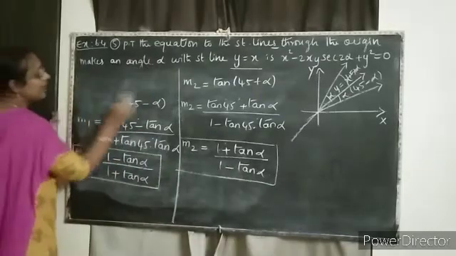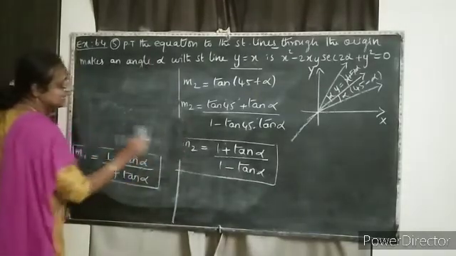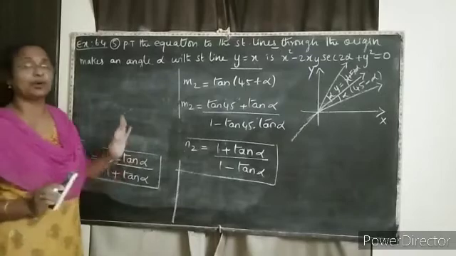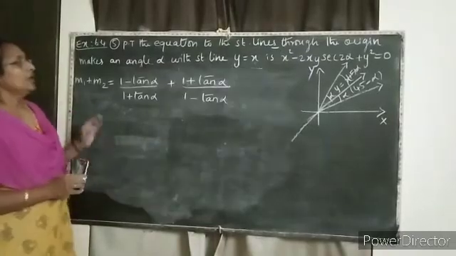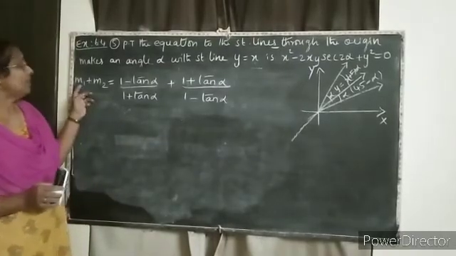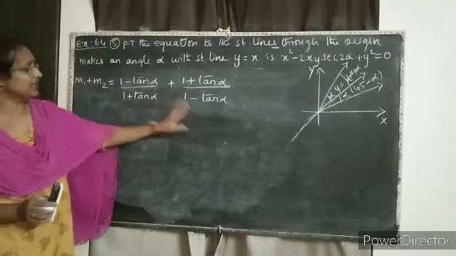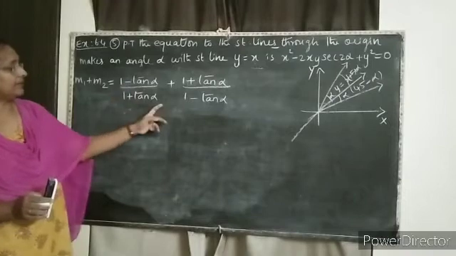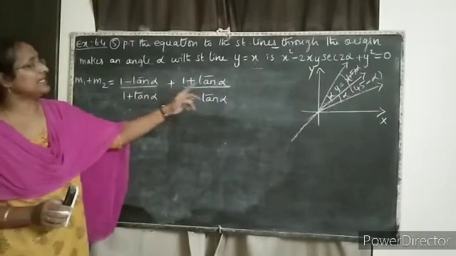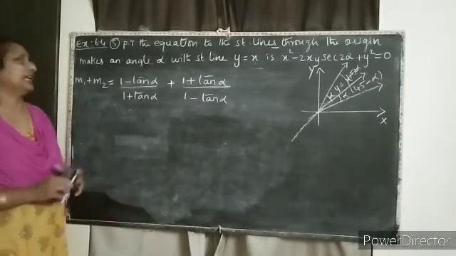So with this we are going to find the values of what? The sum of the slopes and the product of the slopes. Okay students, let's find the sum of the slopes M1 and M2. So M1 plus M2, I have substituted the values: 1 minus tan alpha divided by 1 plus tan alpha plus 1 plus tan alpha divided by 1 minus tan alpha.